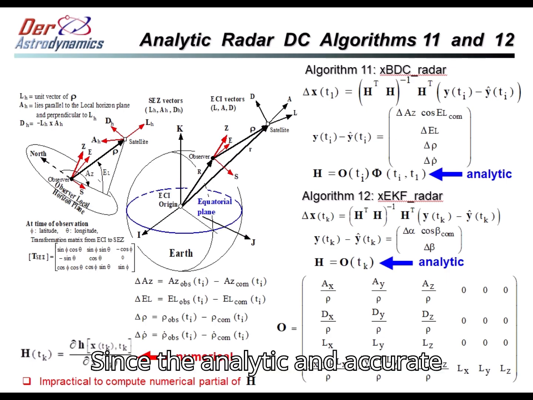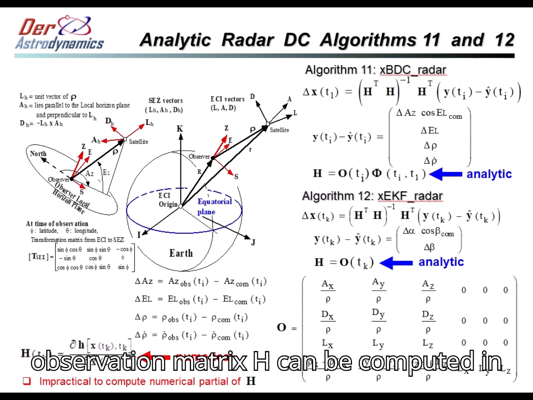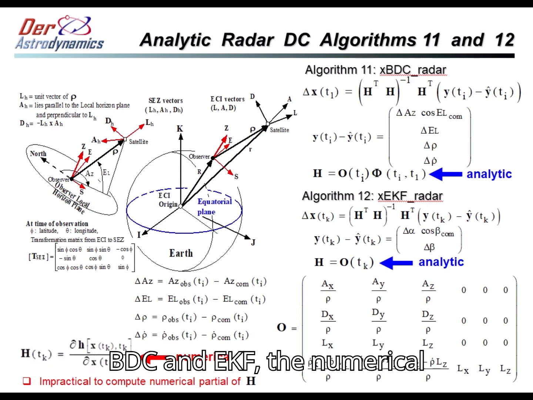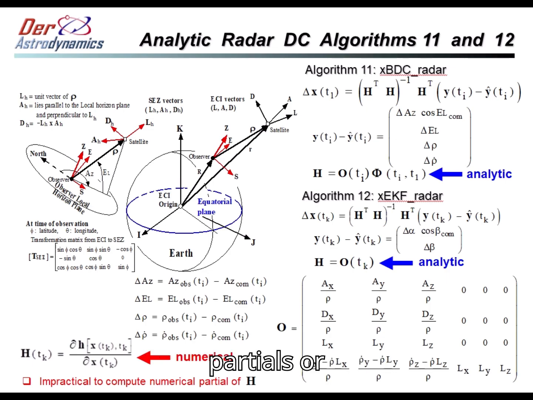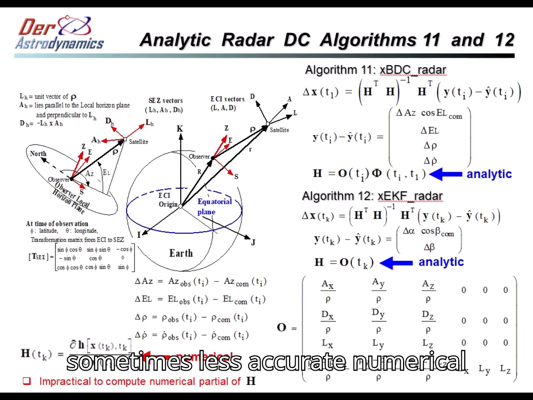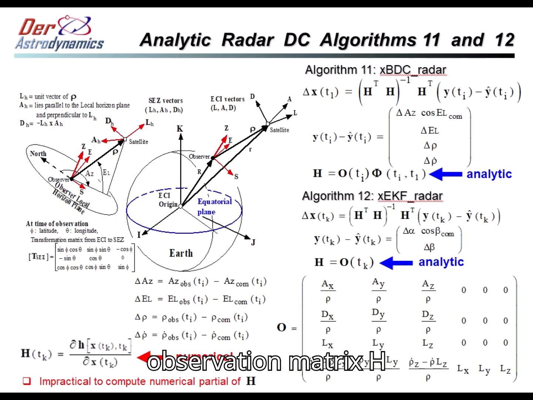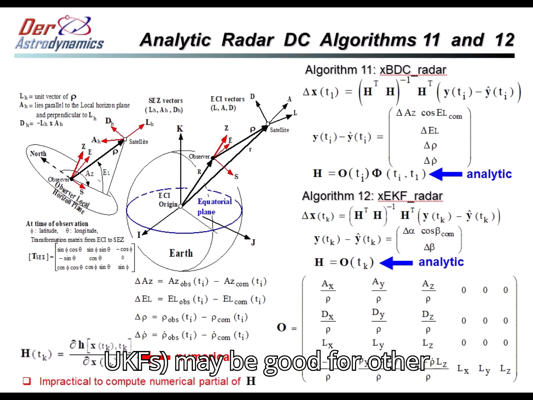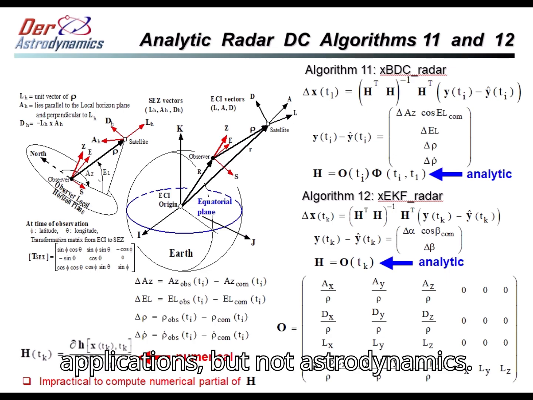Since the analytic and accurate observation matrix H can be computed in BDC and EKF, the numerical puzzles, or sometimes less accurate numerical observation matrix H, becomes redundant. The unscented Kalman filters UKFs may be good for other applications, but not astrodynamics.